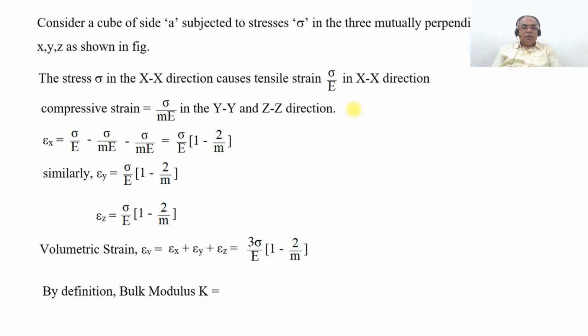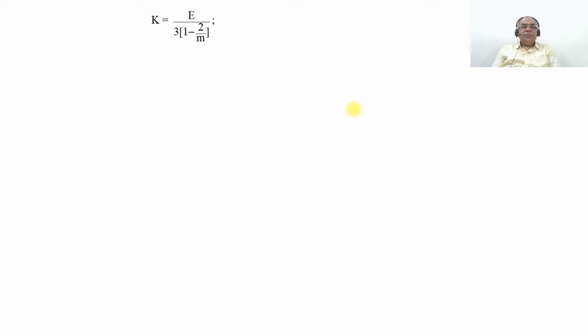So by definition, what is the bulk modulus? K will be equal to the direct stress sigma divided by the volumetric strain epsilon v. So K will be equal to sigma divided by 3 sigma by E into 1 minus 2 by m. Sigma gets cancelled. Therefore, K will be equal to E by 3 into 1 minus 2 by m. So what is Young's modulus? The relation between Young's modulus and the bulk modulus is E equal to 3K into 1 minus 2 by m. Or K will be equal to E by 3 into 1 minus 2 by m.